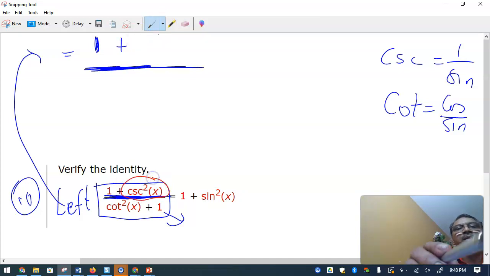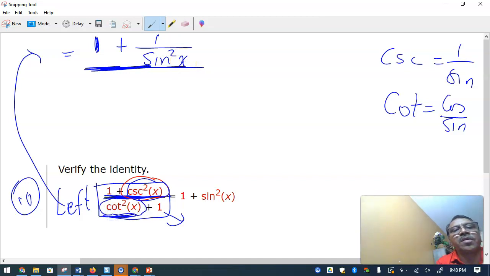This cosecant square we can write as 1 over sine square of x. Okay, then the down part: cotangent square can be written as cos square of x upon sine square of x, and then there is a plus 1.